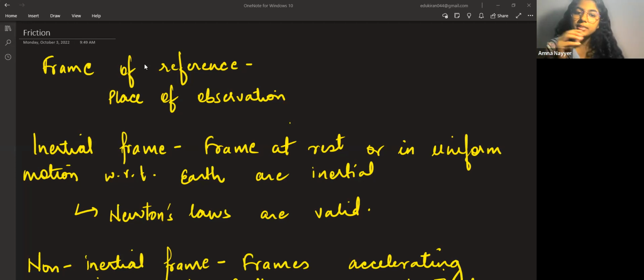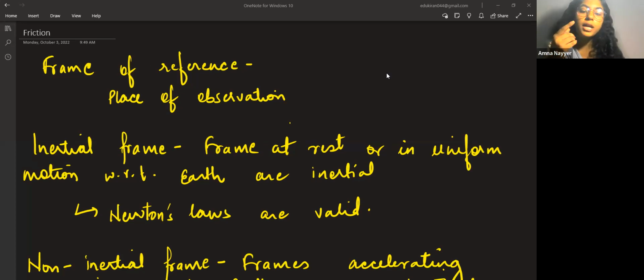After frame of reference, inertial frame and non-inertial frame are the two frames which you have to keep in mind. Basically, inertial frames are the frames where Newton's laws are valid. All the three laws of Newton which we have studied: first one, inertia; second one, F is equal to dp over dt; third one we also discussed in the last class, action-reaction forces. So all these hold in inertial frames, the frames in which Newton's laws are valid. This is called an inertial frame.